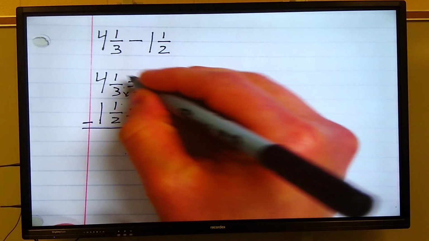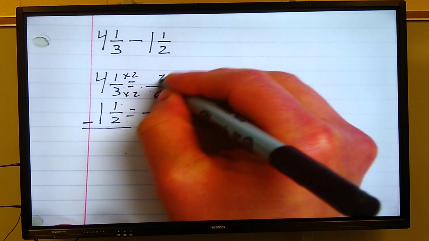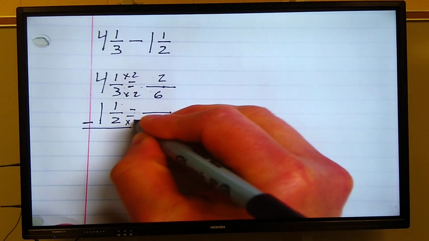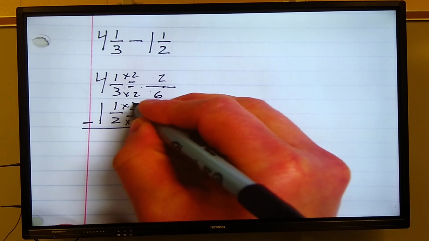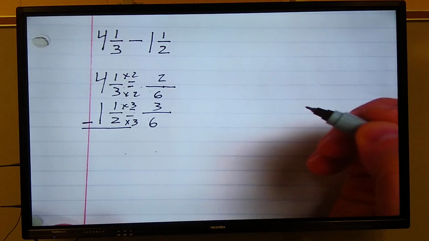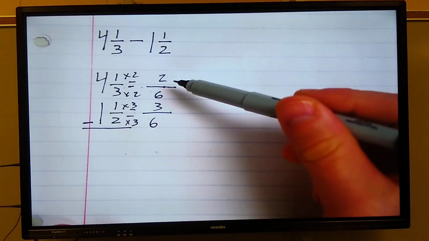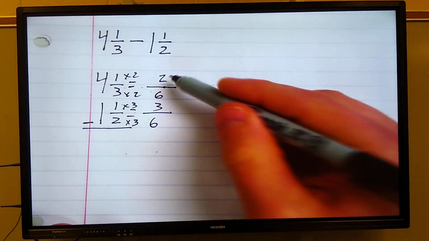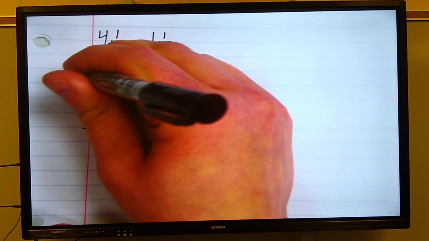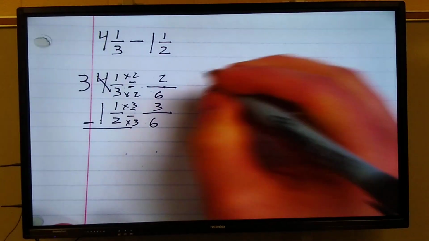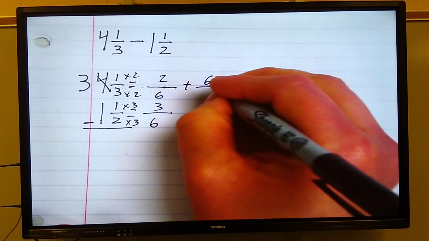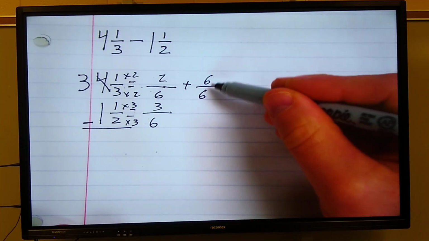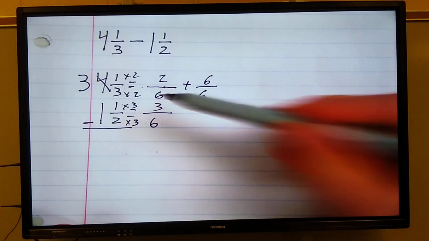3 times 2 is 6. 1 times 2 is 2. 2 times 3 is 6. 1 times 3 is 3. We are subtracting, but I cannot subtract 2 minus 3. So I come over here and borrow from the 4. It becomes 3. Then I add that 1 I borrowed as 6/6 because 6 is my denominator.